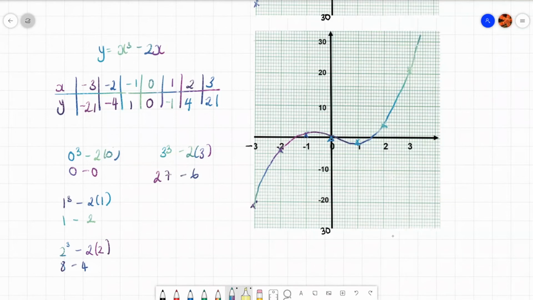And we can see that that's what cubic graphs look like when we plot them out and draw them. And if you don't get this particular shape or particular line, then you've done something wrong. So you need to go back and check your coordinates. But this is today's lesson for cubic graphs.